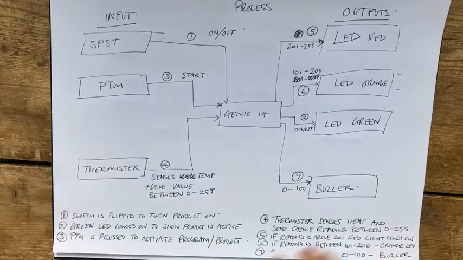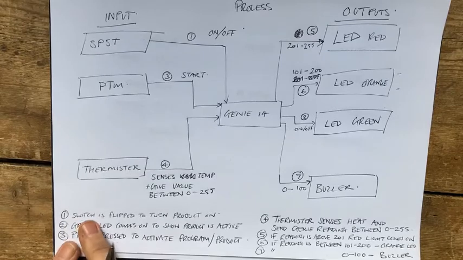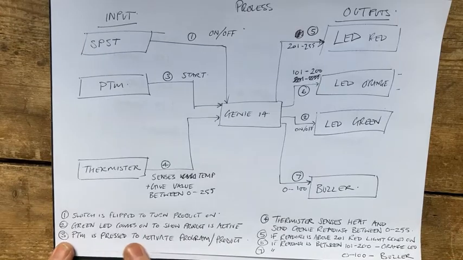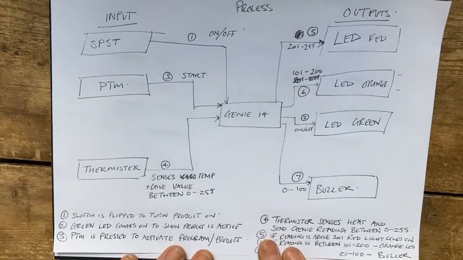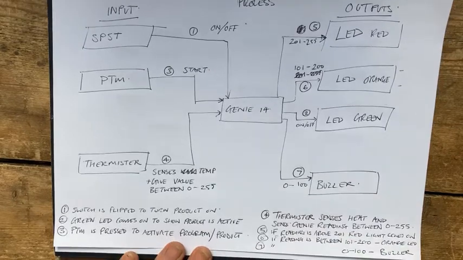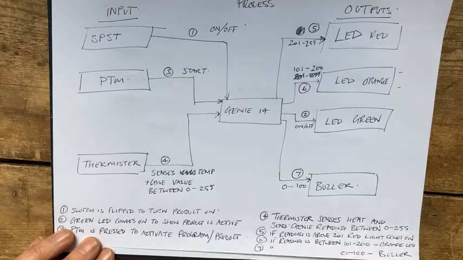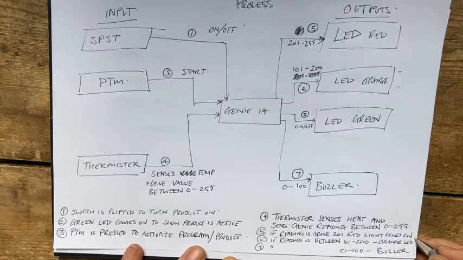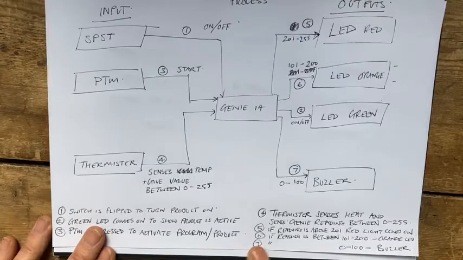And what I've done for each one of these steps, I've just put a little bullet point down here. So 1, flip your switch, turn product on. 2, green LED comes on, show product is active. 3, PTM is pressed to activate program/product. 4, thermistor senses heat and sends Genie reading between 0 and 255. If reading is above 201, red light comes on. If reading is between 101 and 200, orange light comes on. I should have really put here, and the other two are off, but I didn't think about that at the time. And then 7 would be the buzzer.